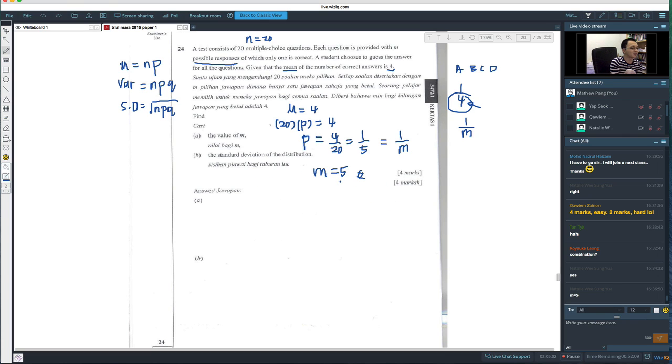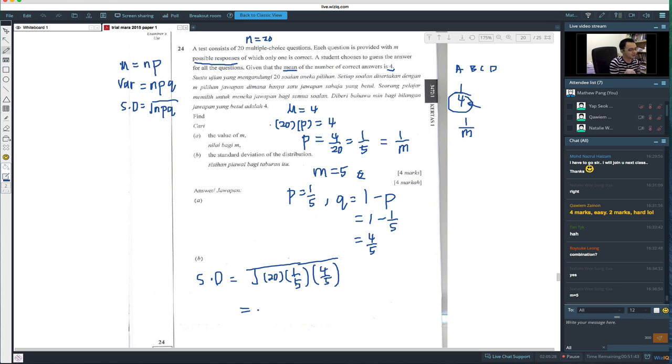Alright, then the question asks about the standard deviation. Since p is equal to 1/5, I know q is equal to 1 minus p, which is 1 minus 1/5. q equals 4/5. Then I can do the standard deviation easily. Standard deviation equals the square root of n p q, with p as 1/5 and q as 4/5.